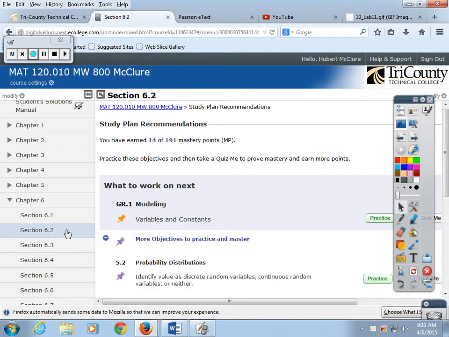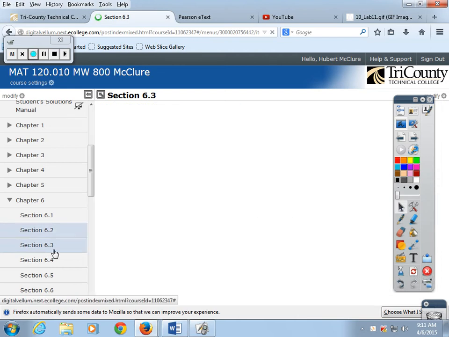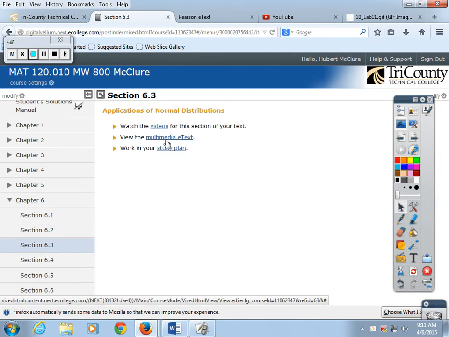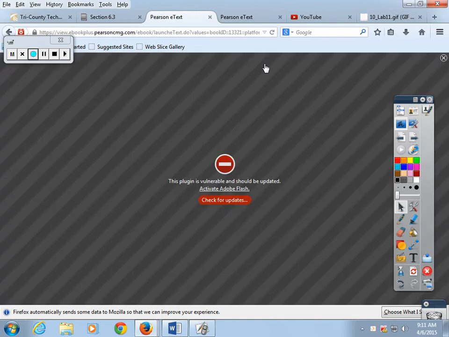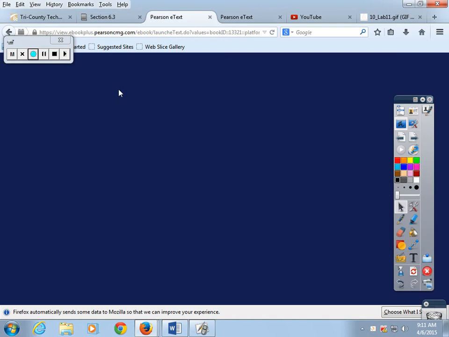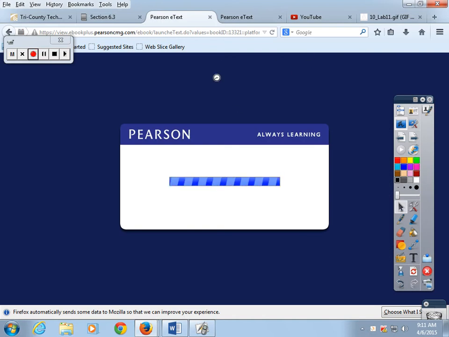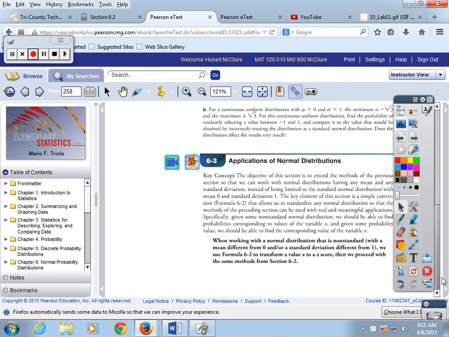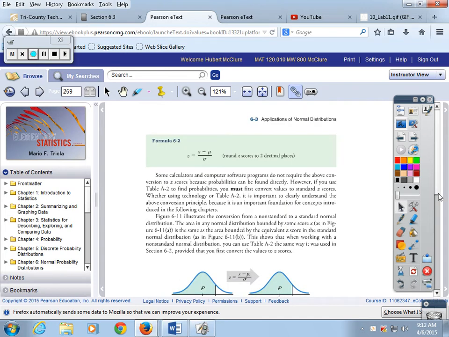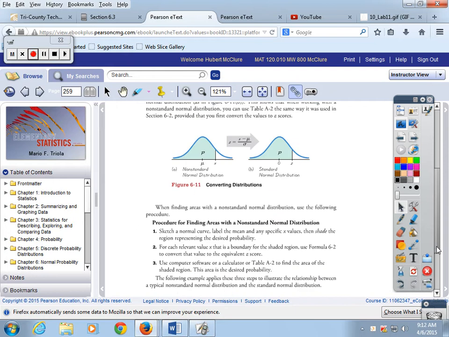Now, as I told you, 6.3 is probably where most of your questions on the test are going to come from. Okay? 6.3, I would say probably 70% of your test questions come from 6.3. And that's because you're going to use the z-score. There's your formula, which I already gave to you.